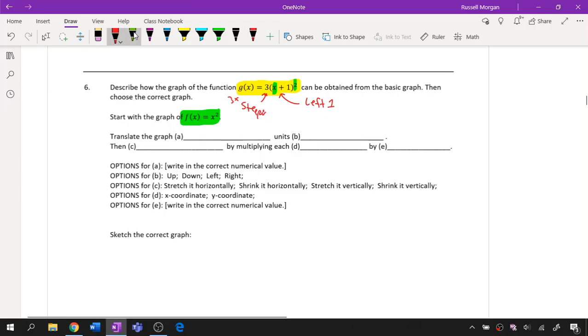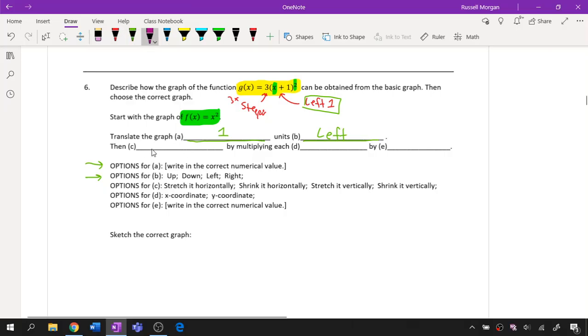All right, so here we go. Let's read through their situation. So we're going to start with this parabola. Translate the graph blank units blank. Okay, let's check this out. For option A, we need to write in the correct numerical value. Okay, it's going to translate some number, units blank. Look at the second option. This talks about up, down, left, or right. So wait, how is this one shifting? It looks like we're shifting to the left 1. So it's going to translate the graph 1 unit to the left. And that's our answer. That's how we can read that and try and figure out what they want from us.